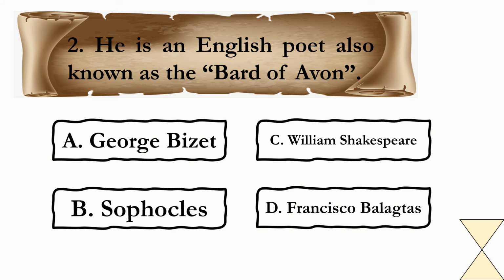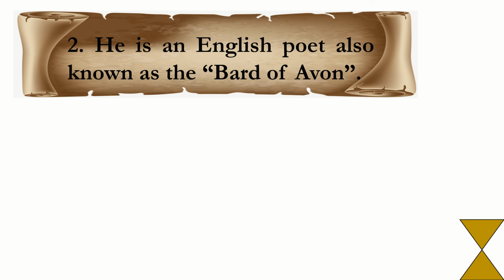Carmen. 2. He is an English poet also known as the Bard of Avon. A. George Bizet, B. Sophocles, C. William Shakespeare, D. Francisco Balagtas. The correct answer is C.